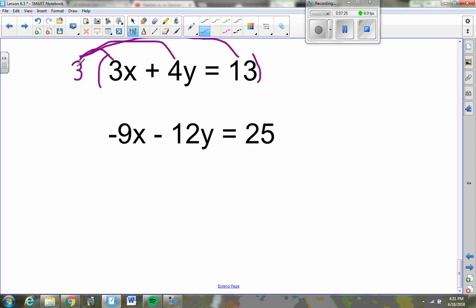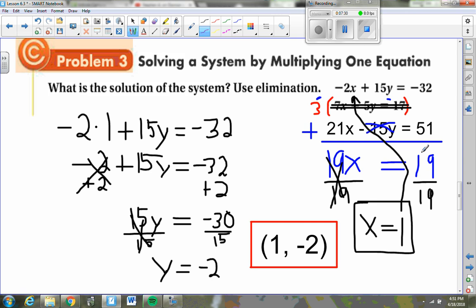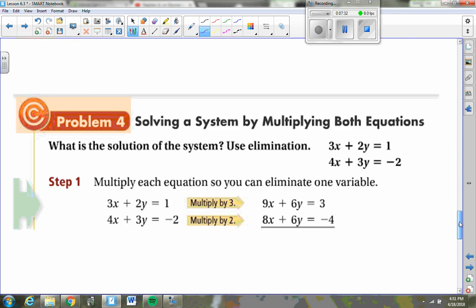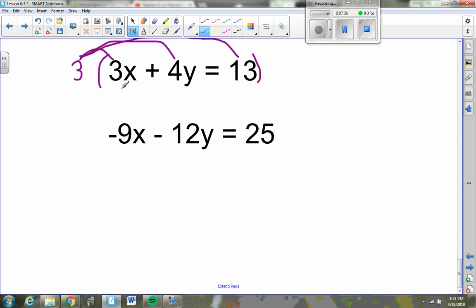by the way, just because I multiplied this one by 3 doesn't mean I'm always going to do that. You just have to decide what number you have to multiply by to make the numbers in front the same. So if I multiply this by 3, I get 9x plus 12y equals, that's 39. And now I have an equation that's the same as this one. I just multiplied it all by 3.